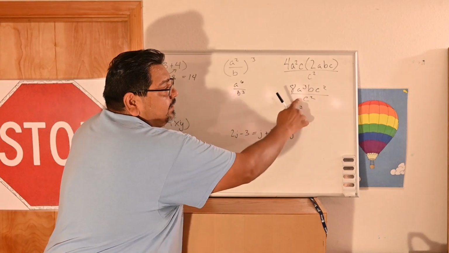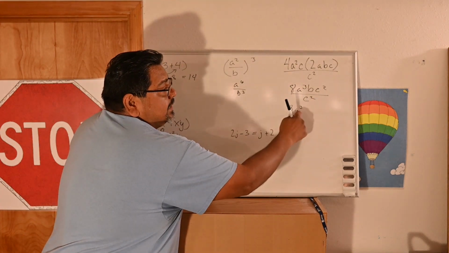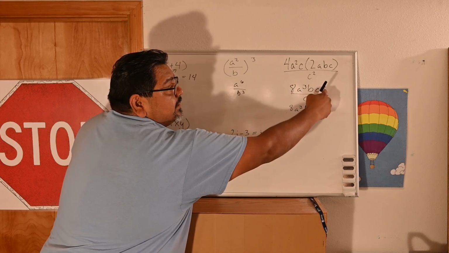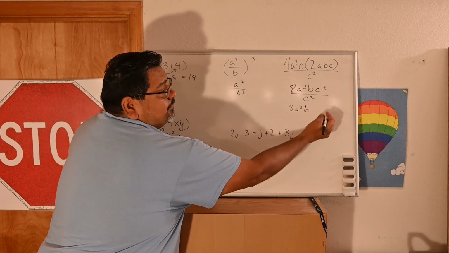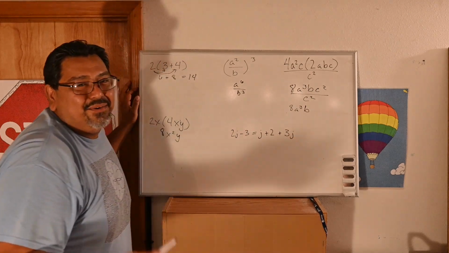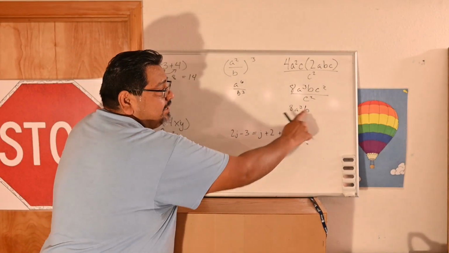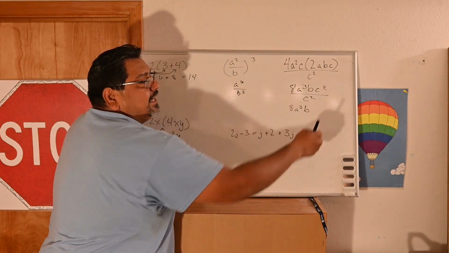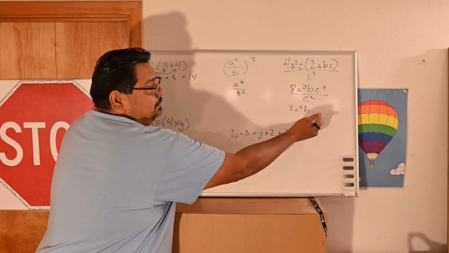So a to the 3 divided by 1 is a to the 3. B divided by 1 is b. C to the 2 divided by c to the 2 is 1. We can put the 1 there, but we don't need it. Whenever we have 1, it's there. So c squared kind of got rid of itself. This is going to be your answer right here.